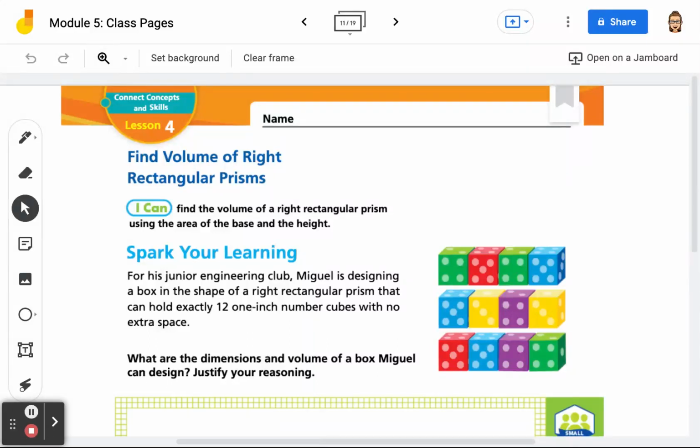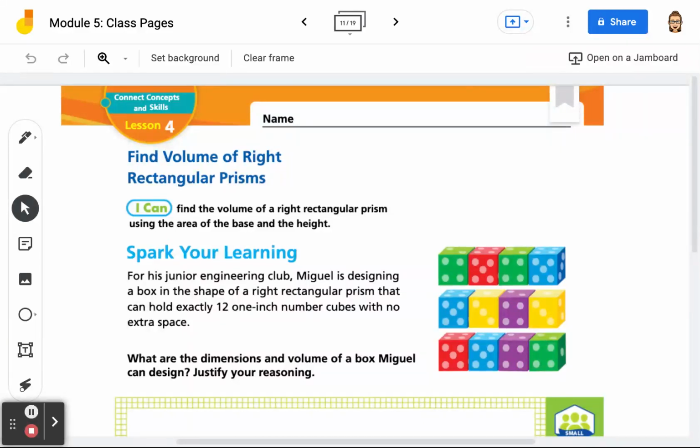Hello, my mathematicians. Today we are looking at Module 5, Lesson 4. It's about finding the volume of right rectangular prisms. Hopefully by the end of this lesson, you'll be able to find the volume of a right rectangular prism using the area of the base and the height.